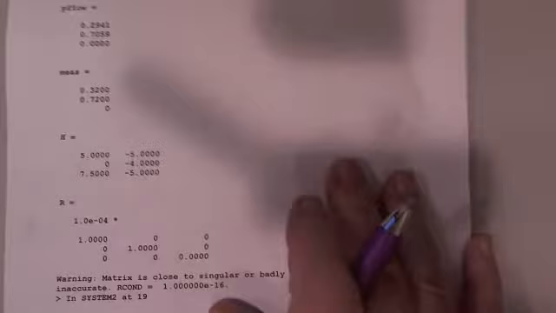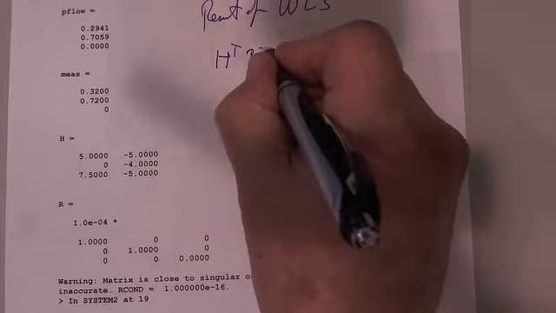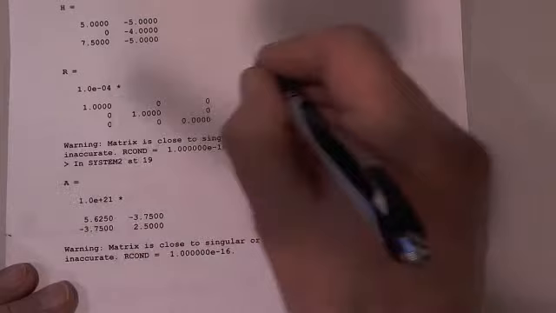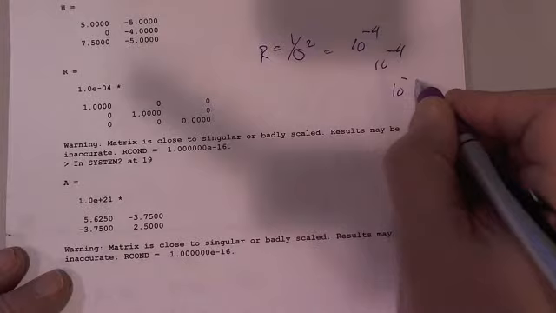So this is a result of weighted least squares. So we're going to have to invert H transpose R inverse H, inverse. And as I said, I'm running the R values. R, remember, is 1 over sigma squared, would be 10 to the minus 4, 10 to the minus 4, and 10 to the minus whatever, let's say 10 to the minus 20 or something like this down here.